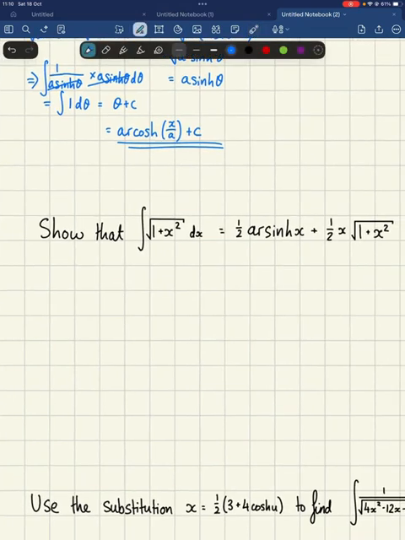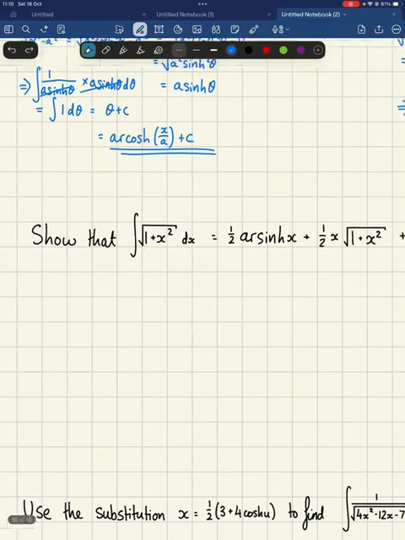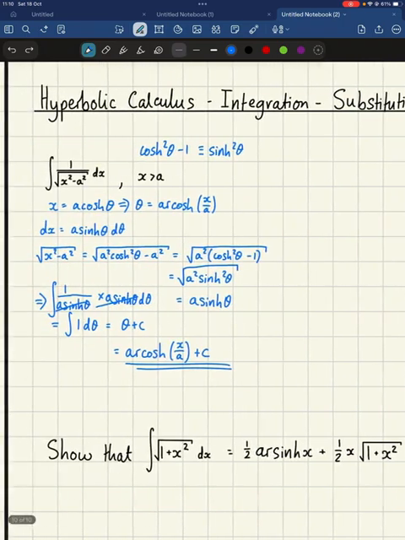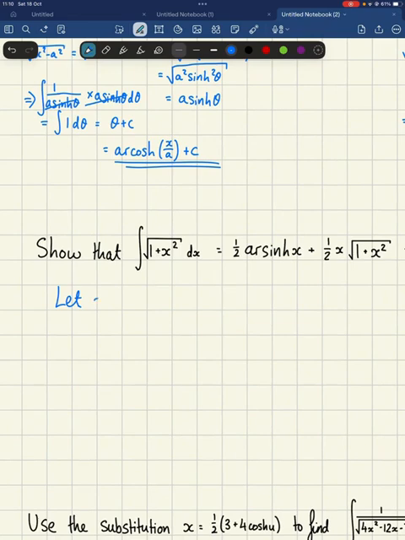So we have to show that this integral of 1 plus x squared all square rooted dx is a half arsinh x plus a half x root 1 plus x squared. So this looks like there's a lot going on. Well, we've got this 1 plus x squared. From this integral, a squared plus x squared, if we let a is 1, we're going to get 1 plus x squared, which is going to be a substitution of 1 sinh u, which is just sinh u. So what we're going to do here is let x equals sinh u. Well, dx will be cosh u du.